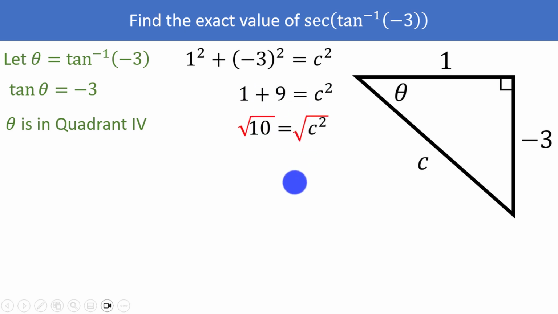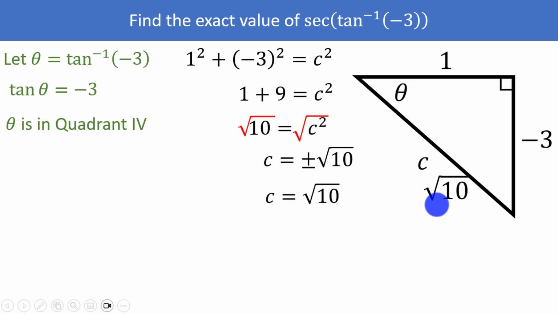Let's take the square root of both sides. We will get that C is equal to plus or minus the square root of 10. But C is a hypotenuse, so typically we think of that as a positive value, at least in this context. So we are going to have positive square root 10 here. Okay, so we can put that onto our triangle. And then we can think of secant of theta.